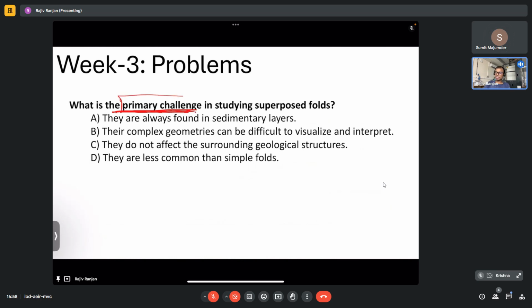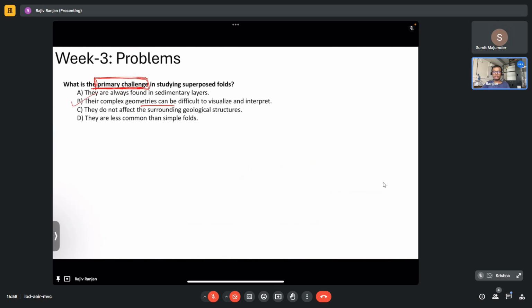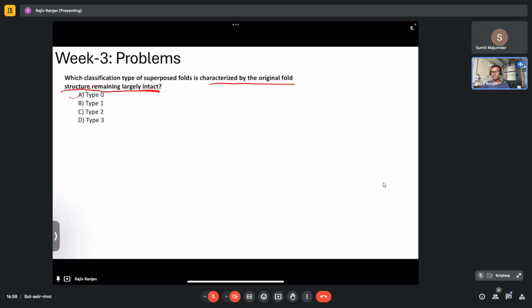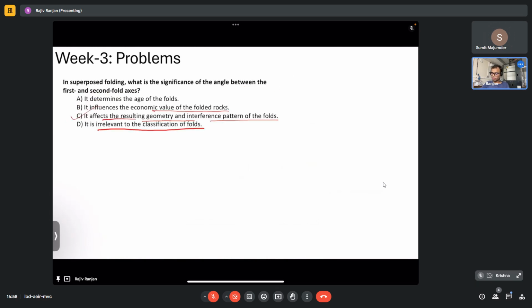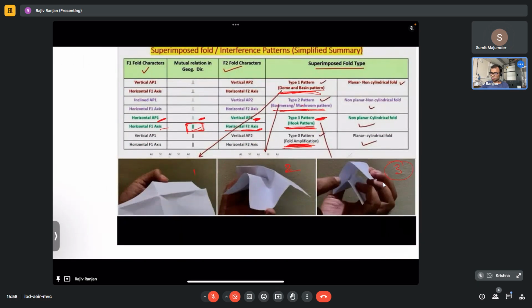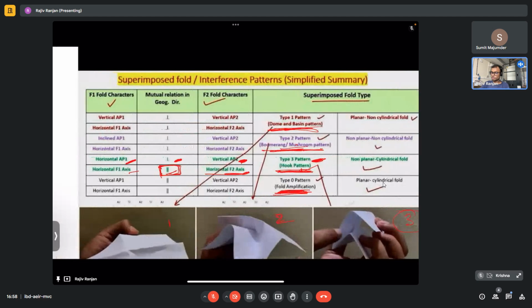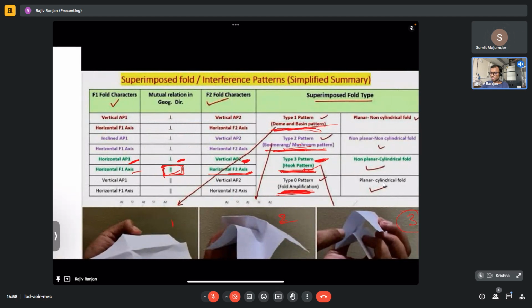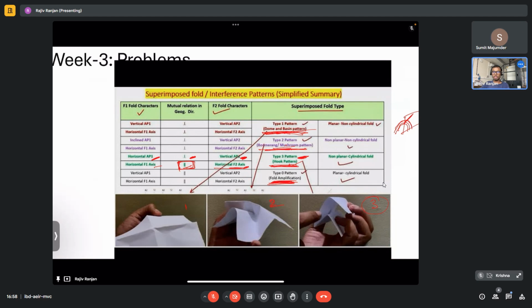It says primary challenge. Primary, main. Their complex geometries are difficult to visualize and interpret. Very correct. Right, because of the complexities of these geometries. If I show you some images, or you go back and try to see the images, they are so complex. I have just put a very basic image: hook pattern, mushroom shaped, basin pattern or dome and basin pattern. So they are very complex structures. Because of their geometry, it becomes difficult to interpret.